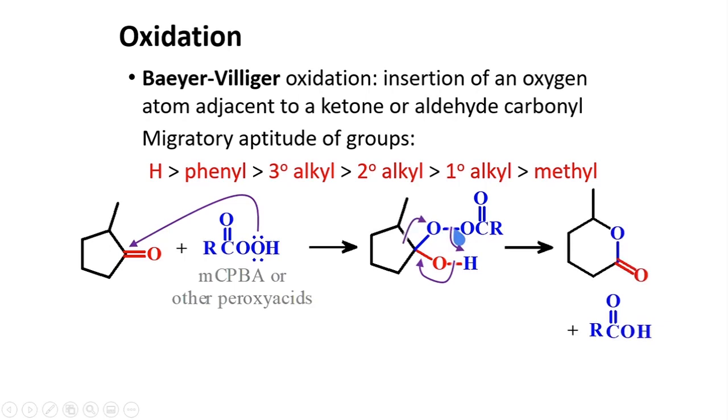Once the bond forms, this bond will break and you will form the carboxylic acid plus a cyclic structure in which an oxygen is inserted. We start here from a 5-membered ring. The end product is a 6-membered ring. This is a ketone and this is a cyclic ester.